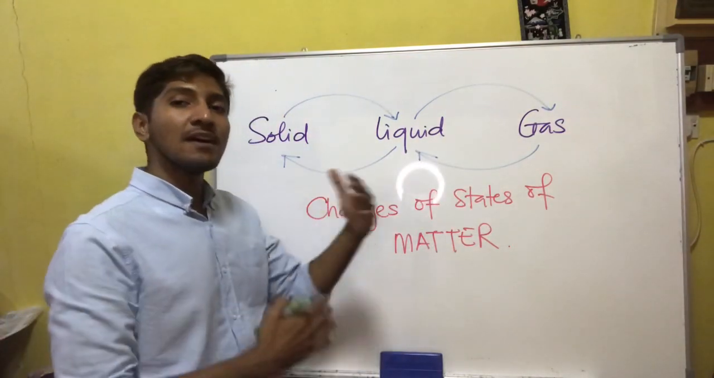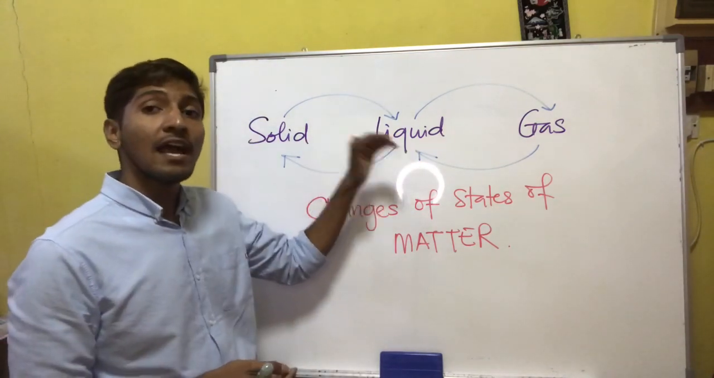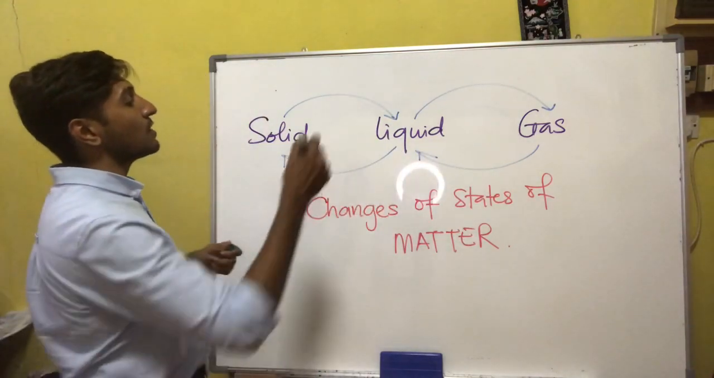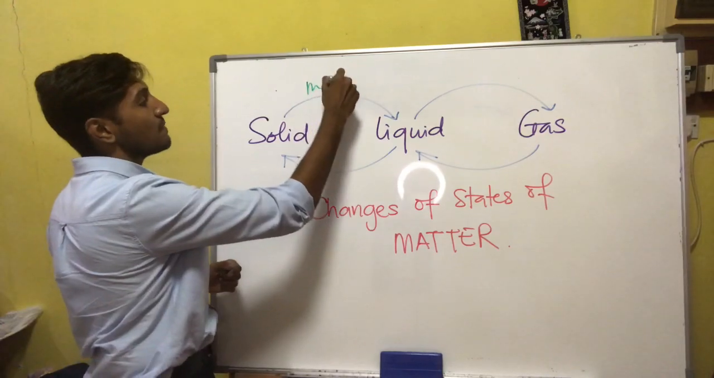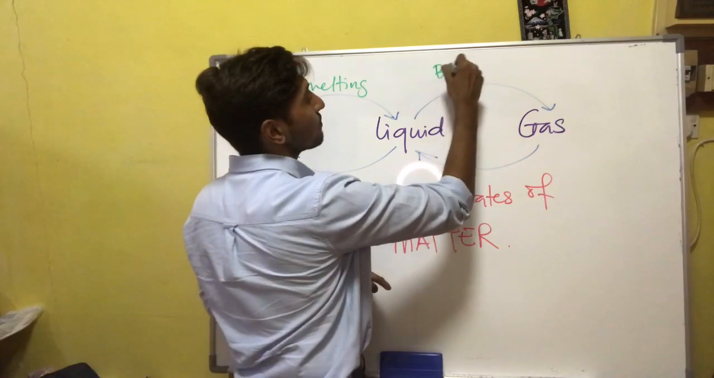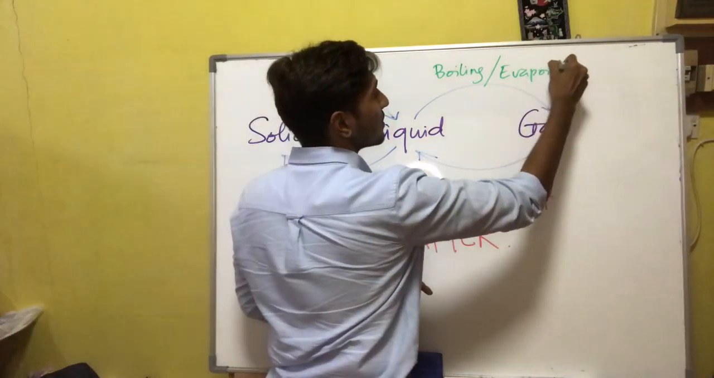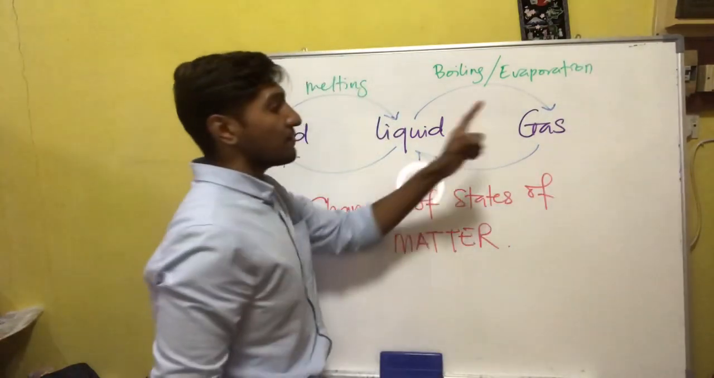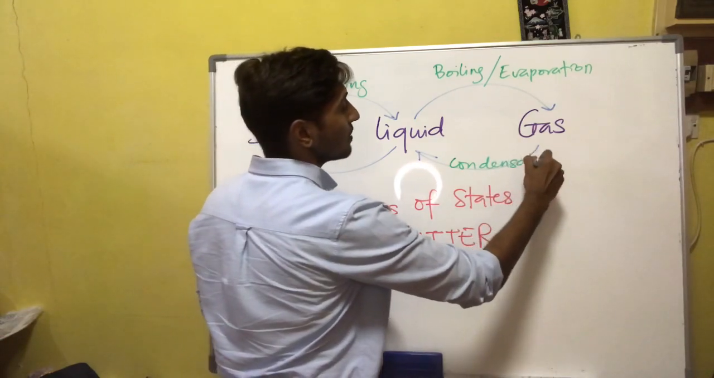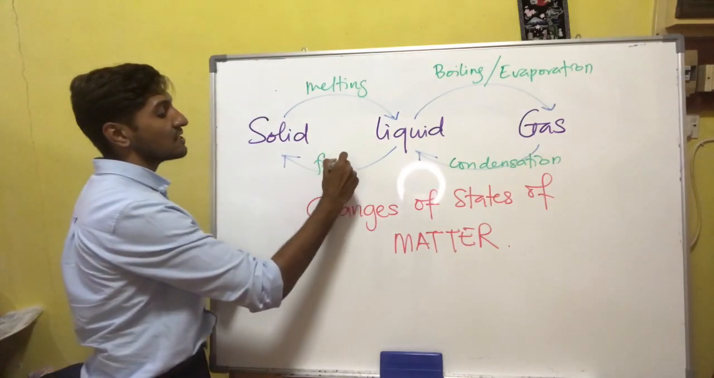Among the three of them, it can be interchanged. Meaning that solid can turn into liquid, and liquid can turn into gas, and vice versa. If solid turns into liquid, that is a process we call melting. Liquid to gas is what we call boiling, or we can also say evaporation. If gas to liquid, that is what we call condensation. Liquid to solid is what we call freezing.